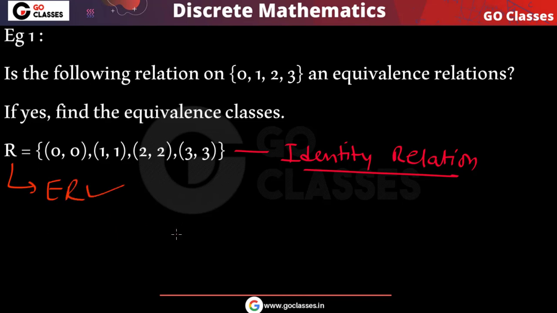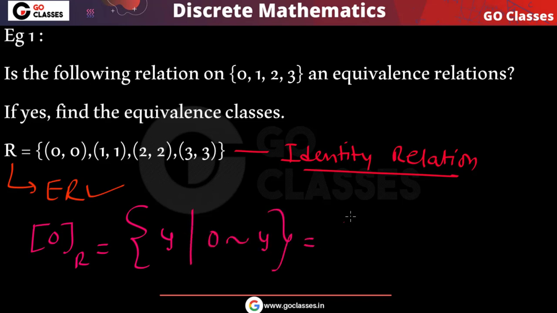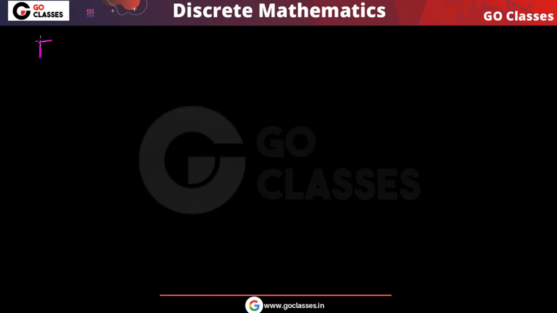If this is an equivalence relation, then what is the equivalence class of 0? The equivalence class of 0 means those elements which are equivalent to 0, or I can say those elements to which 0 is related. So which are those elements to which 0 is related? 0 is only related to 0. So the equivalence class of 0 will be 0 only.